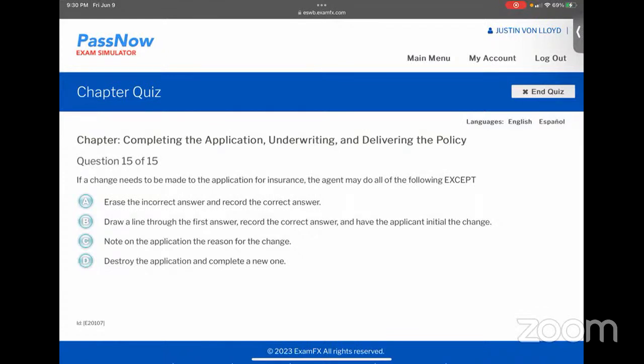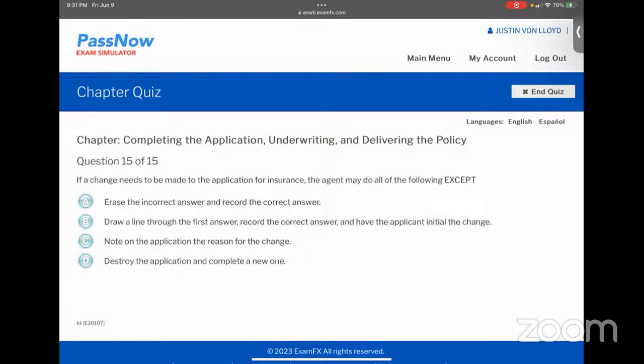Erase the incorrect answer and record the correct answer. Can they do that? No. Okay. Draw a line through the first answer, record the correct answer, and have the applicant initial. Do they do that? Yes. Yeah, the answer is B, according to that other one. Okay, now Tim, keep in mind, it says what the agent may do, all of the following except. Oh, okay. See that? So B is not the answer, but it's true, and it's not the answer because it's true. So B is crossed out.